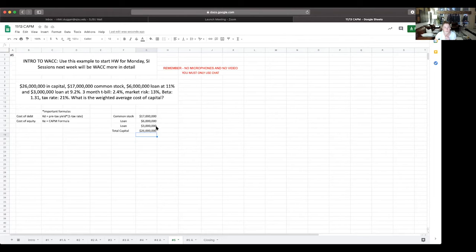So the next thing you're going to do is find your weights. Your weights is essentially how much of your common stock makes up the total, how much of your first loan makes up the total, and how much of your third loan makes up the total. To do this, I'm writing it out really clearly so you can easily follow along. You're going to be dividing by your total.